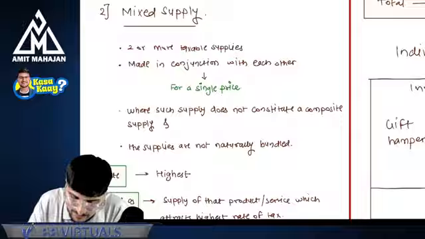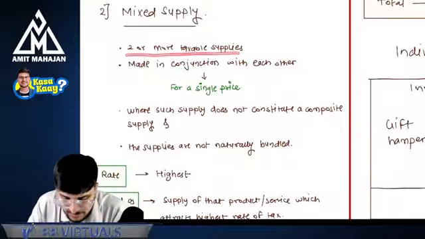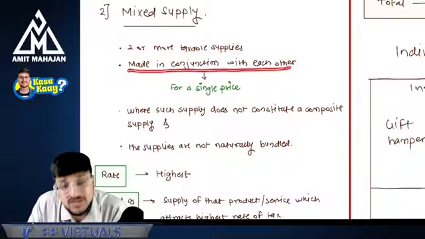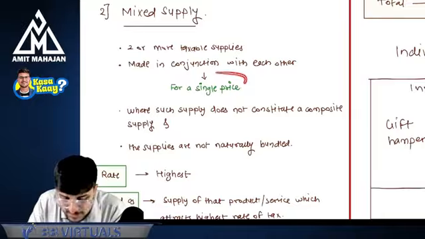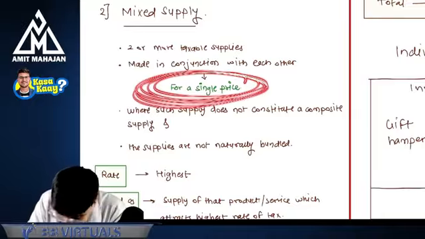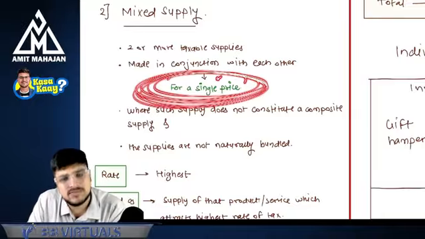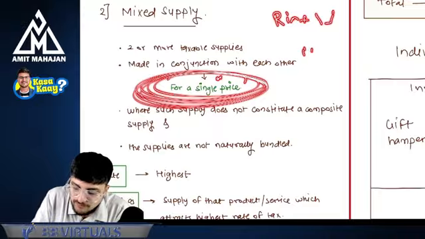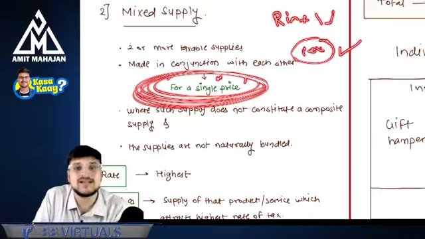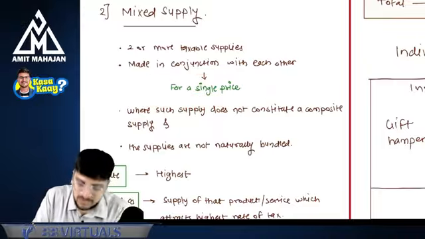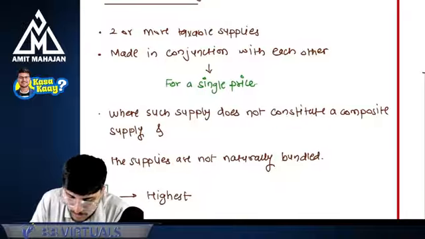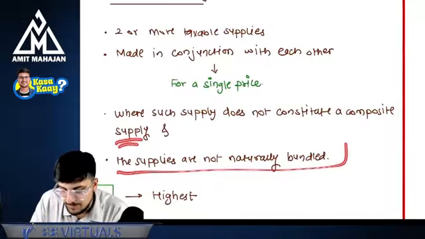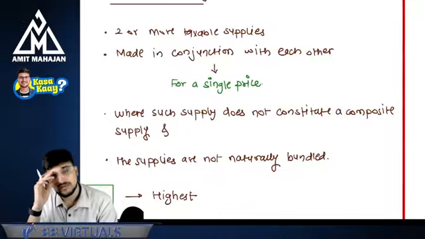Yes. So please remember, when two or more taxable supplies are made in conjunction with each other for a single price, very important. What is the meaning of single price? Rin and bucket both are sold for 100. This is called a single price. Where the supply does not constitute a composite supply and the supplies are not naturally bundled.